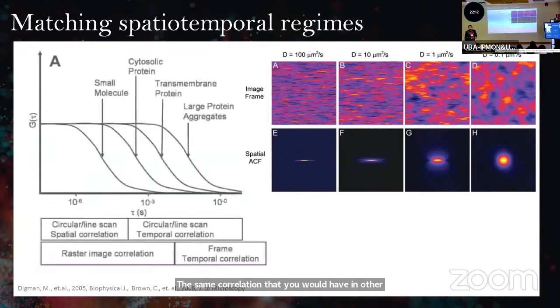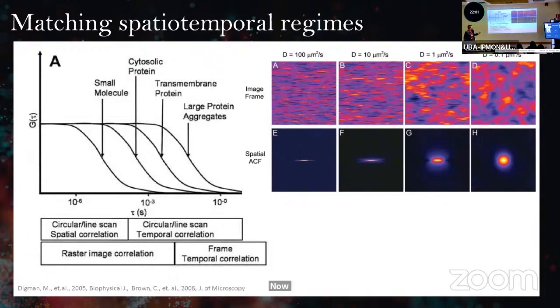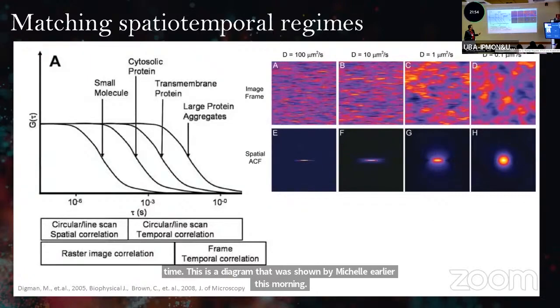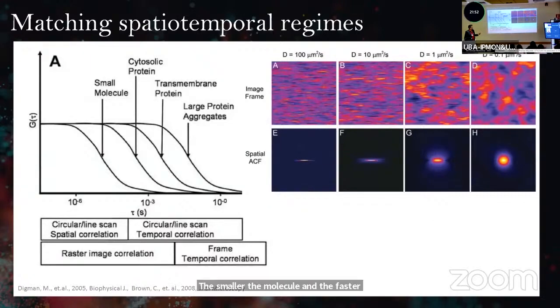So the point is you want to oversample in time, and most of the time you are already oversampling in space. Now, to oversample, first let me just finish with the time. This is a diagram that was shown by Michelle earlier this morning. The smaller the molecule and the faster the effect will be here. So if you sample at a given rate over here, you're going to be sampling way too fast, and you're not going to see the decay happen so quickly.